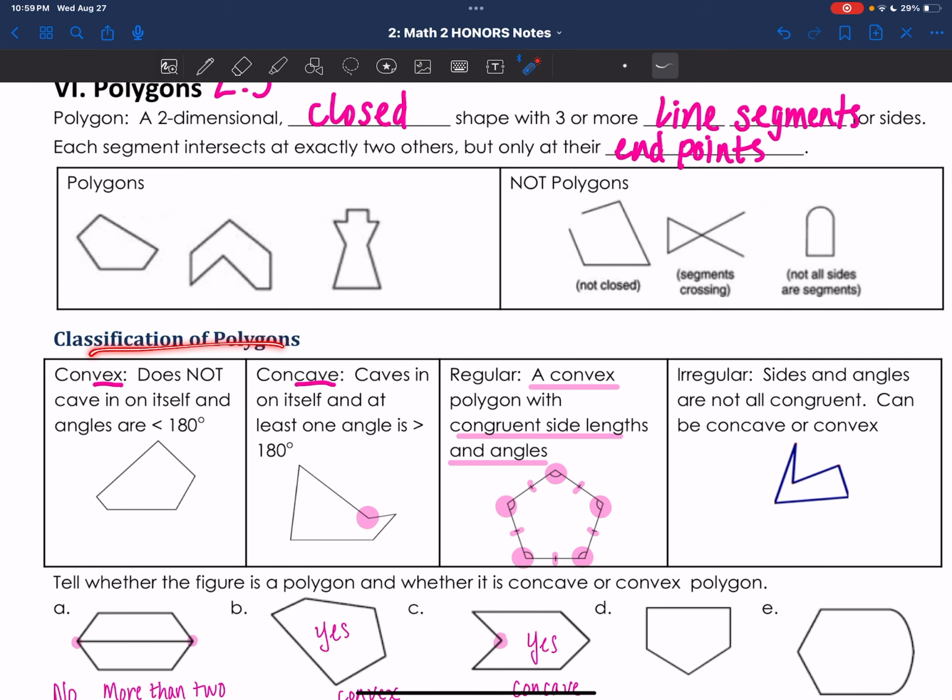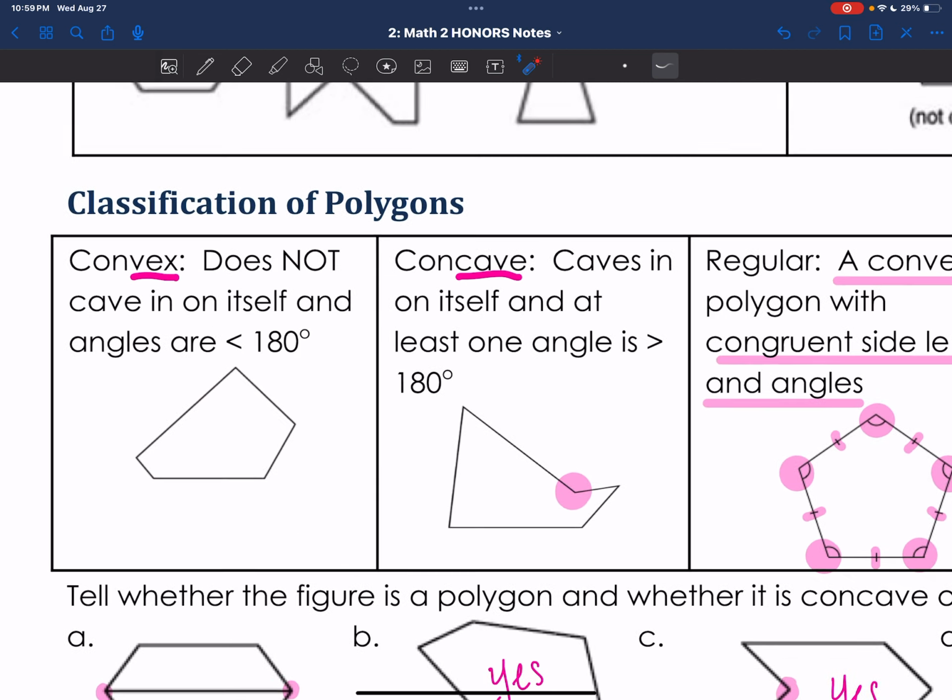So now let's classify some polygons. Convex does not cave in on itself, and angles are less than 180. So each angle is going to be less than 180 degrees.